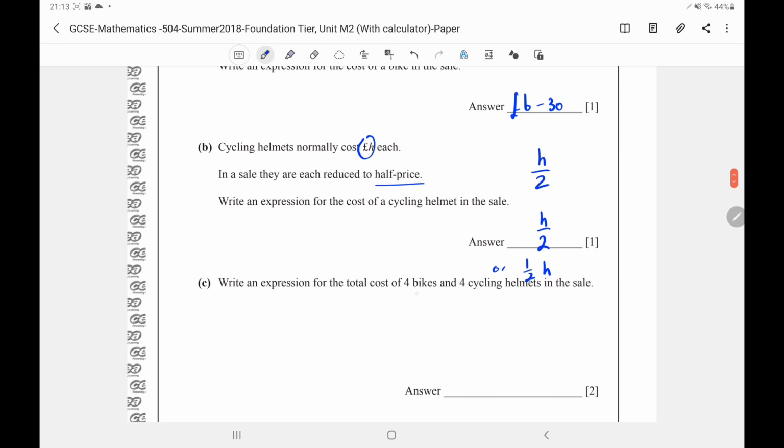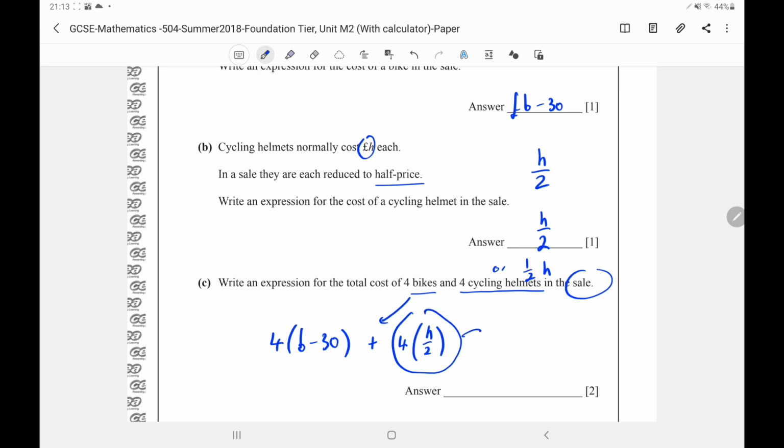Write an expression for 4 bikes and 4 cycling helmets in the sale. So we need new sale prices. Now a bike, remember, one bike is B subtract 30 from part A, but we want 4 of them. So we're going to put B minus 30 in a bracket and then multiply by 4. And then same for cycling helmets. Put H over 2 in a bracket and then have a 4 outside it. And we're buying both, so we'll add together.